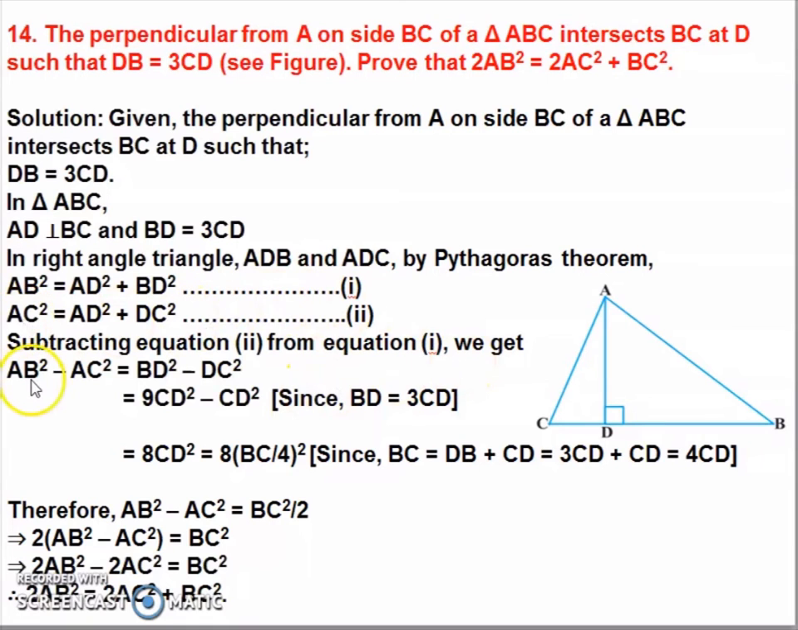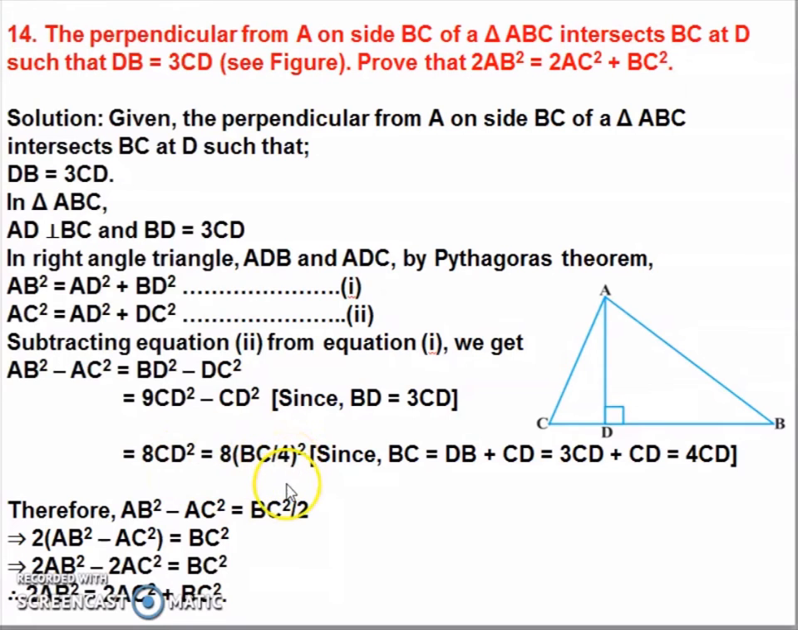So, when we subtract, we will get on the left hand side AB square minus AC square is equal to, now when we subtract these four terms, AD square and AD square will get cancelled. So, we will get BD square minus CD square. Now, the relation is given between BD and CD as DB is equal to 3 times CD. So, we will substitute that over here. BD we will write as 3 CD the whole square, that is 9 CD square minus CD square, which is 8 CD square. So, we will write 8 into BC by 4 the whole square.